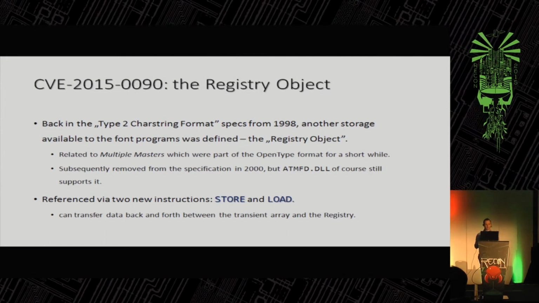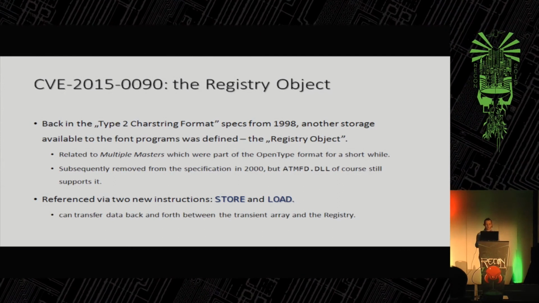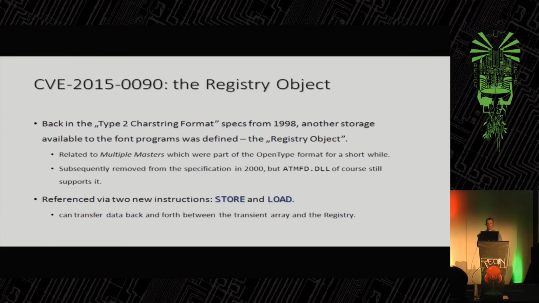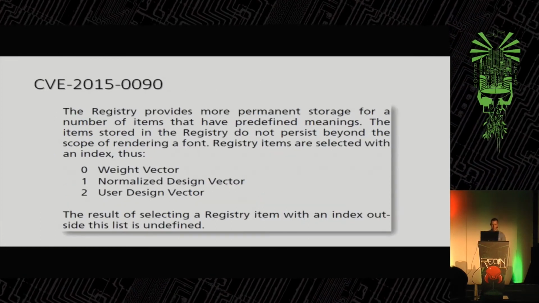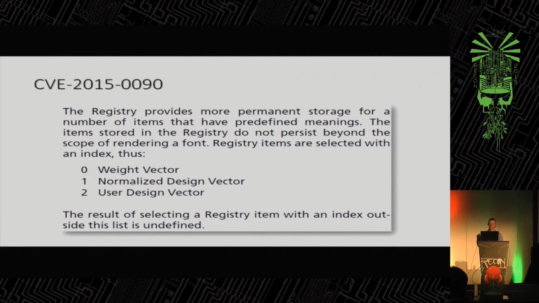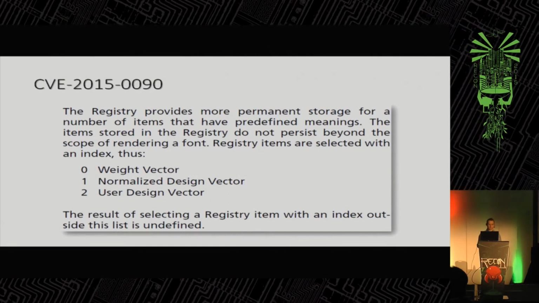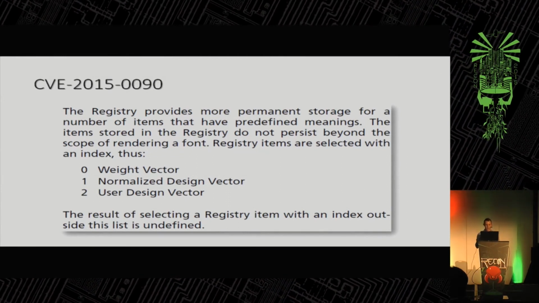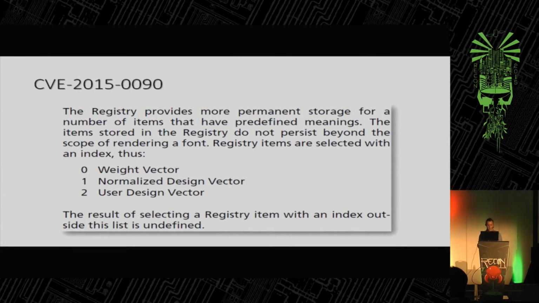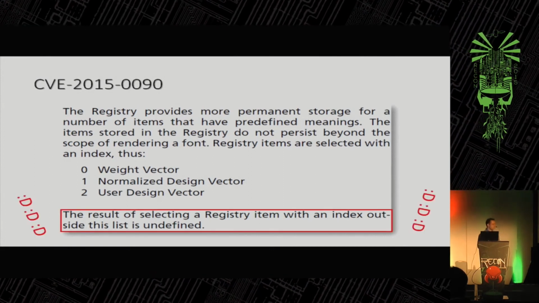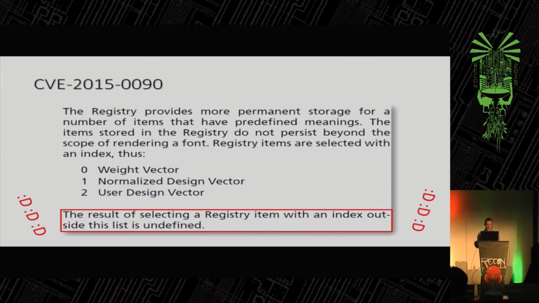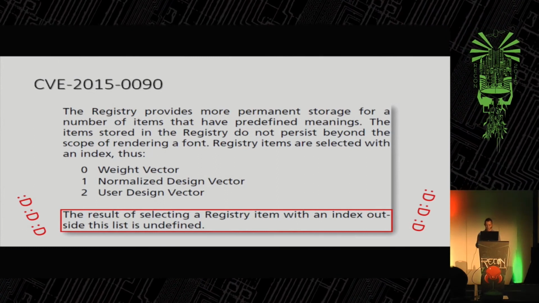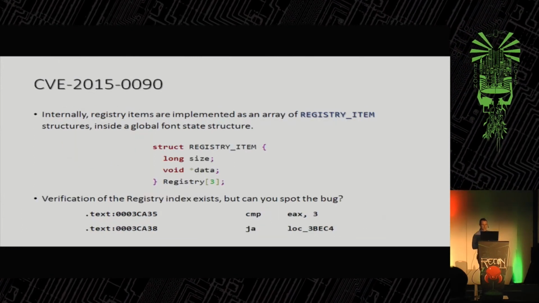So we have to learn about two new instructions in Charstrings called store and load, and these two instructions basically copy memory between the registry object and the transient array. The registry object is just an array of, say, 3 pointers, and these pointers hold the addresses of some allocations. So we can address the registry object using index 0, 1, or 2, as set in the specification. And this is the nice part: it says that if we try to do an out-of-bounds index, the result is undefined, which is also always a good sign in a specification, because they might have gotten it wrong.